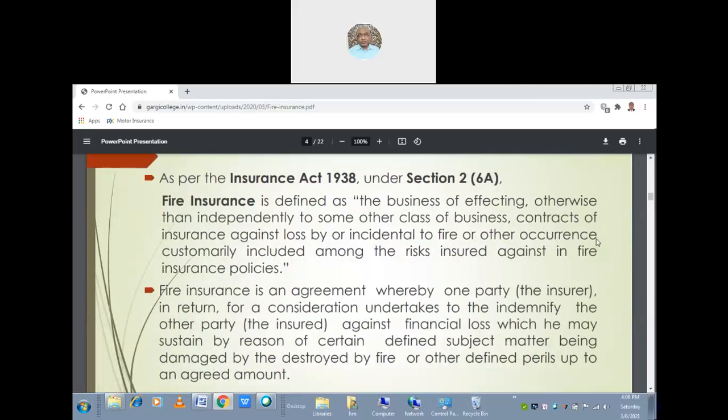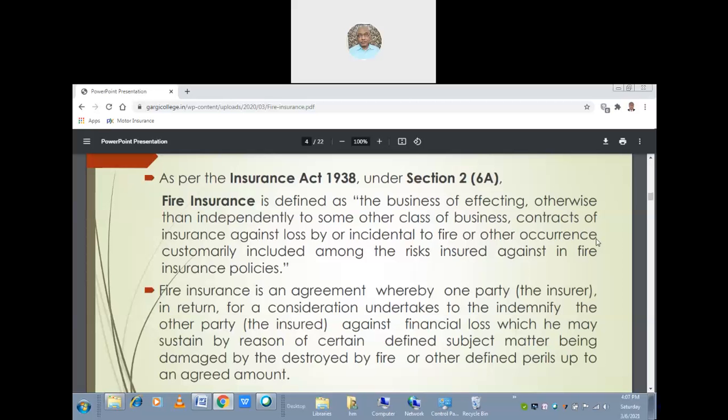But how do you define it? As per the Insurance Act 1938, under Section 2, clause 6-A, fire insurance is defined as, I quote, the business of effecting, otherwise than incidentally to some other class of business, contracts of insurance against loss by or incidental to fire or other occurrences customarily included among the risks insured against in fire insurance policies.